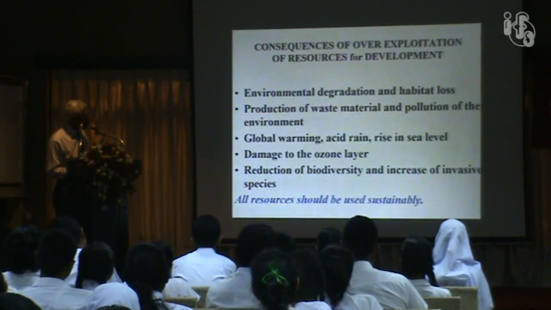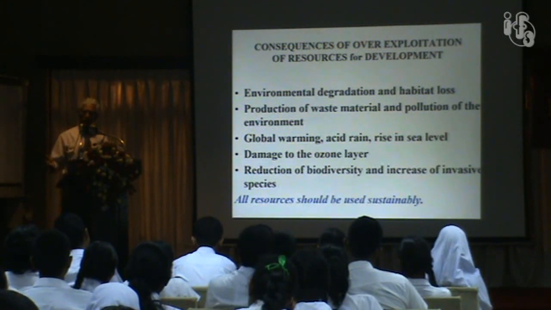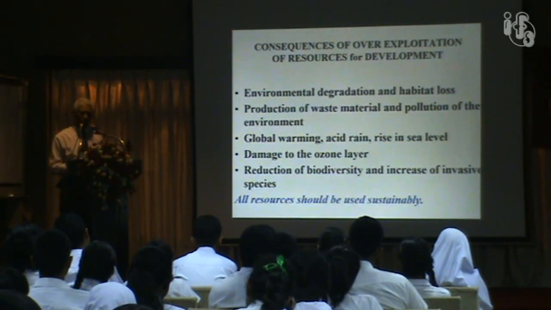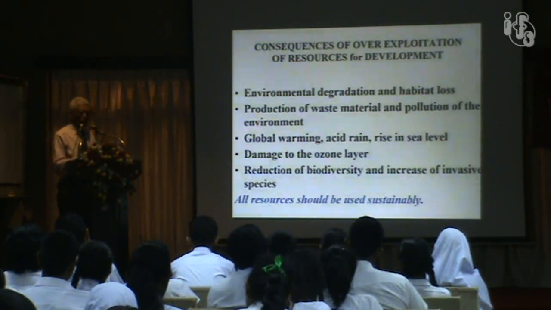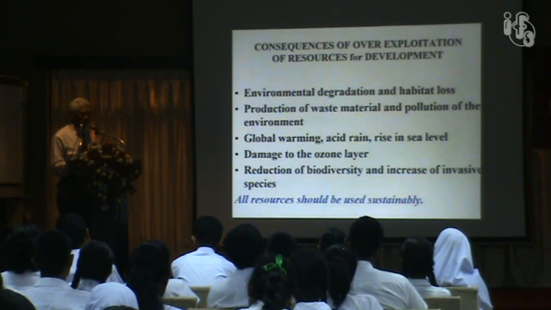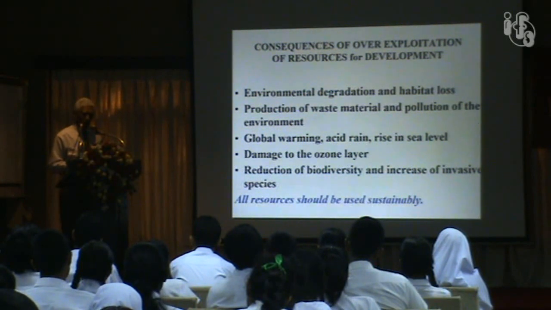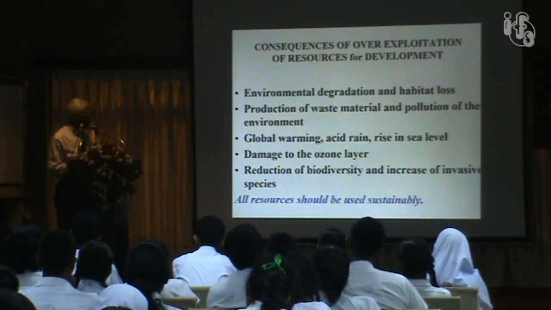Consequences of overexploitation of resources. Environmental degradation, now of course, even in this country we have these highways. I don't say they are not necessary, they are needed, but they have to be done with proper planning and the minimum impact on the environment. Production of waste material, so much of waste. And our country is comparatively better compared to the other countries. Now we are aware of global warming, acid rain, rising sea level. These were predicted years ago, but people didn't take notice of it. Now there is some recognition, still people don't agree.